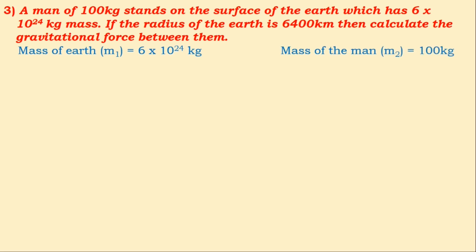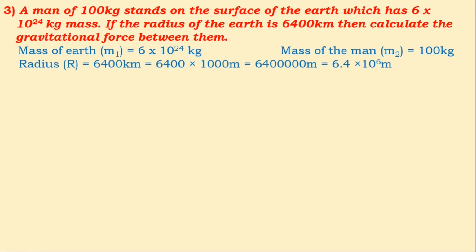First, mass of earth m1 is 6 into 10 to the power 24 kg, it is given here, and a man standing on it has mass 100 kilogram, it is written as m2. If the radius of the earth is 6400 kilometer, we are writing 6400 kilometer, but we are using the SI system, so this kilometer should be converted into meter, and 1 kilometer contains 1000 meter.